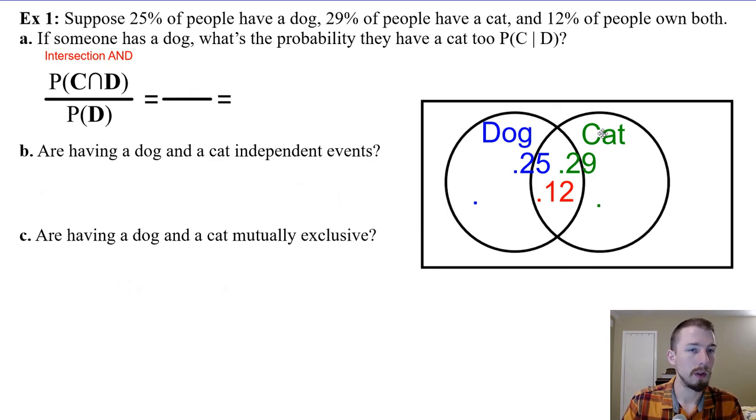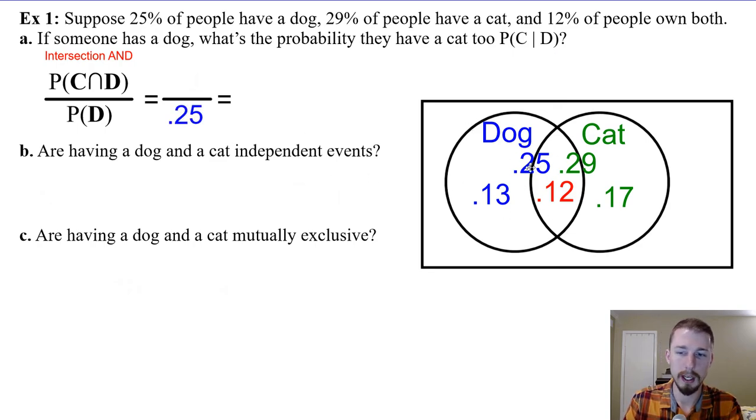Suppose 25% of people have a dog, 29% have a cat. This is the same one we did yesterday. The only thing that's different is we're going to look specifically at conditional probabilities and see if they're mutually exclusive or independent. If someone has a dog, what's the probability they have a cat as well? What's the probability they have a cat given that we know they have a dog?